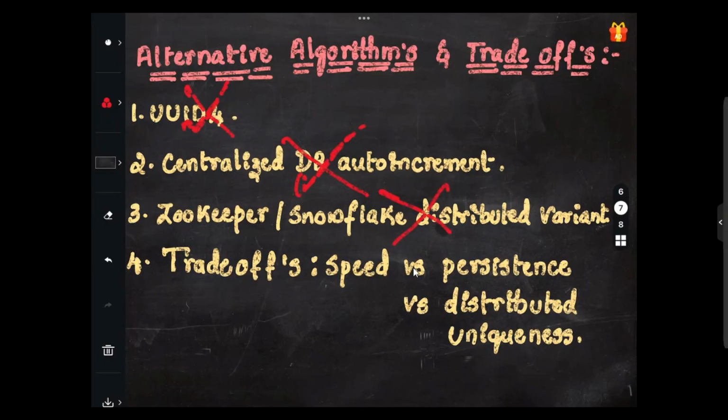So basically UUID is known for the speed, and the centralized database auto increment, sorry, the centralized DB, is for the persistence, not distributed uniqueness. The third one, Zookeeper or the Snowflake distributed variant, is for the distributed uniqueness. We can just consider these alternative algorithms as well.